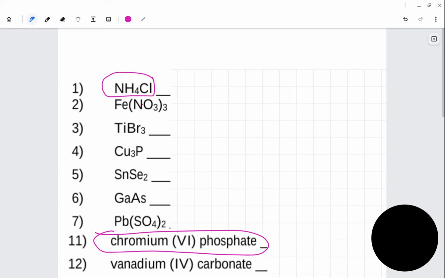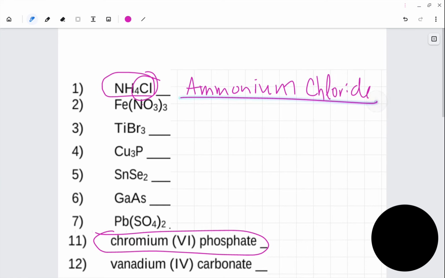Let's do this. So first, when I look at this first problem, I see that there are 1, 2, and 3 capital letters. So there's nitrogen, hydrogen, and chloride. Therefore, I know that I'm going to have to look at my polyatomic table. And when you look at my polyatomic table, I see that NH4 is called ammonium. So that's why this one is ammonium. You just say it like it is on your polyatomic table. And then that anion, we know it's chlorine when it says an atom, but remember when it's an anion, we call it chloride. So that one is ammonium chloride.